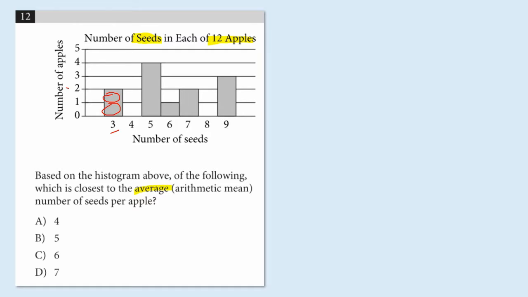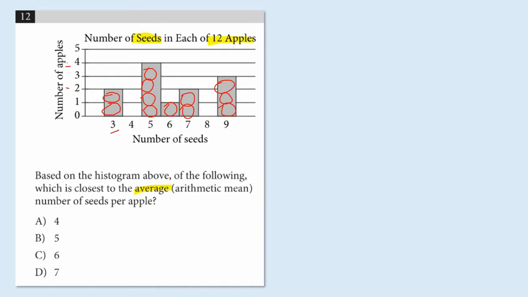The next bar is for apples that have 5 seeds. I have 1 apple with 6 seeds. Here are my 2 apples with 7 seeds. And then the last bar is showing me that I have 3 apples with 9 seeds.